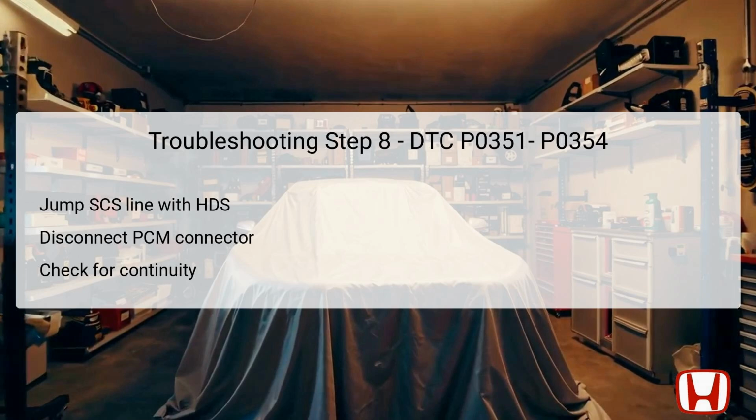If continuity is found, repairs should focus on the IGN wire connecting the PCM and the specific ignition coil. If not, you can continue to the following troubleshooting steps.